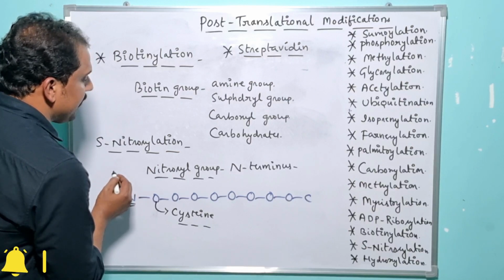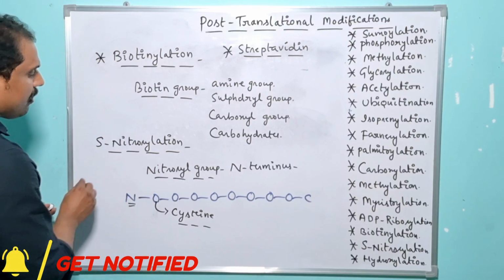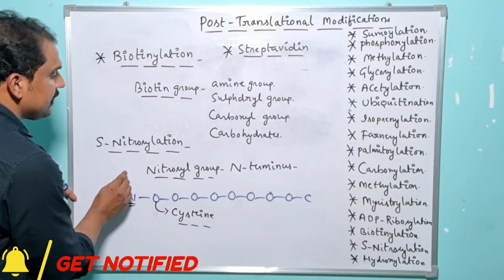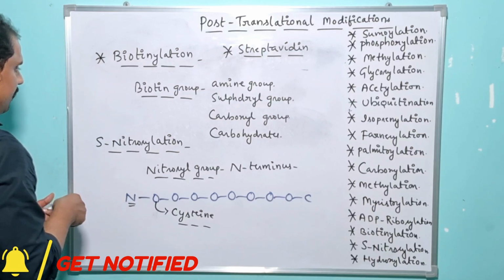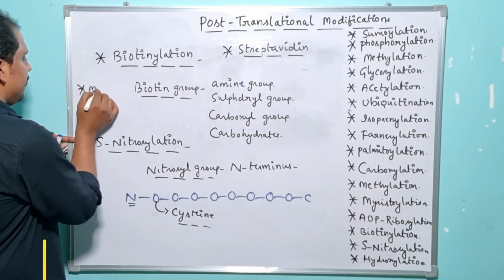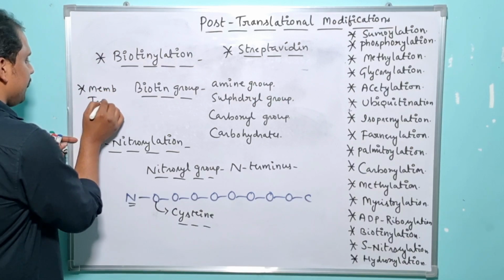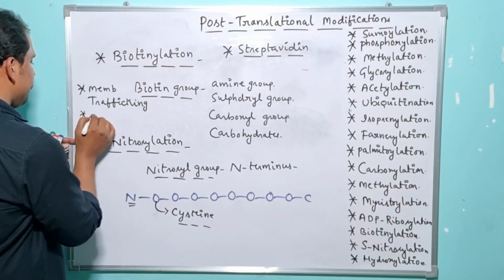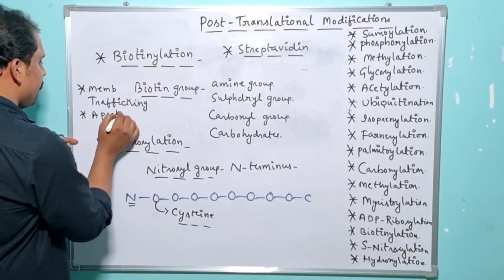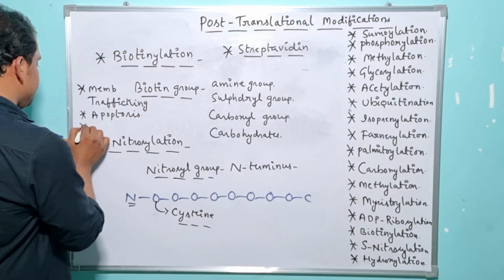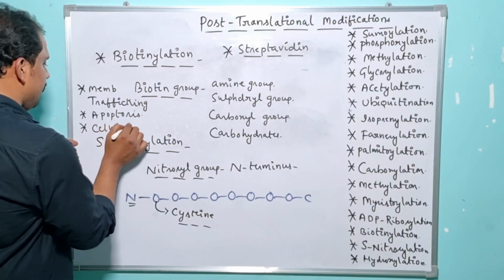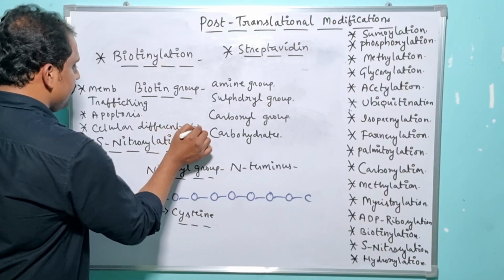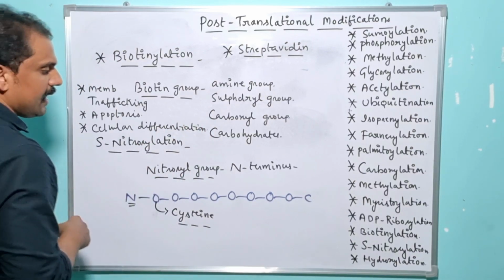So what is the role of S-nitrosylation here? Most commonly, S-nitrosylation is responsible for organizing membrane trafficking. So let me write it here. In order to organize membrane trafficking as well as apoptosis and cellular differentiation, the mechanism takes advantage of S-nitrosylation. So this is about S-nitrosylation.